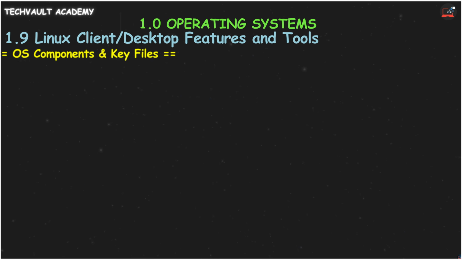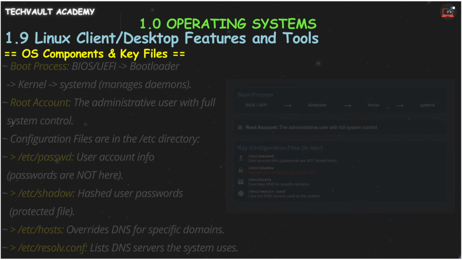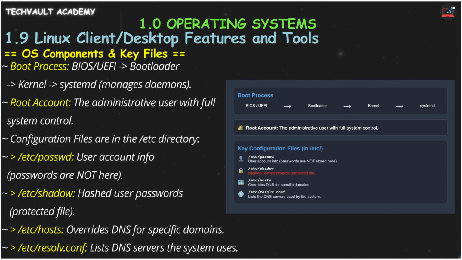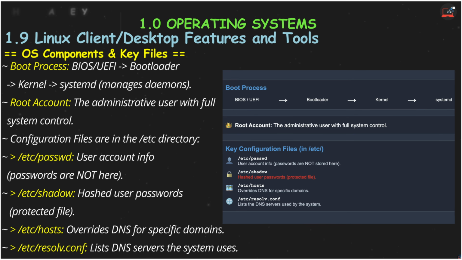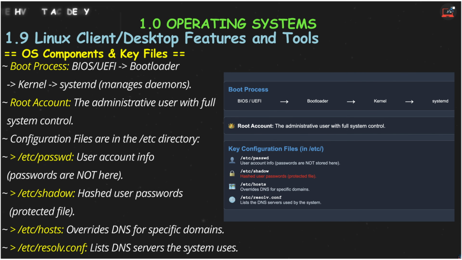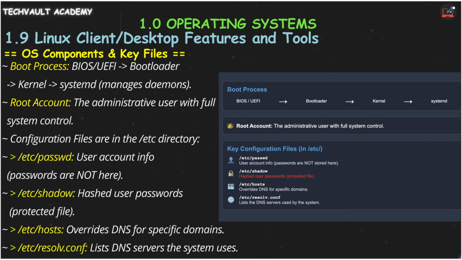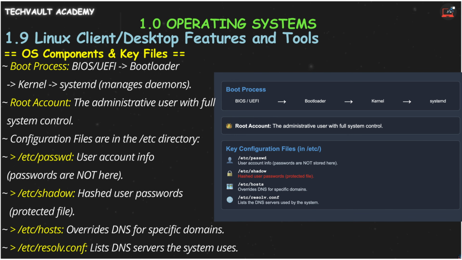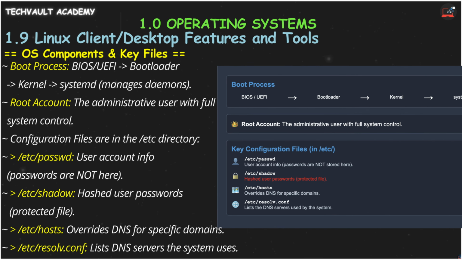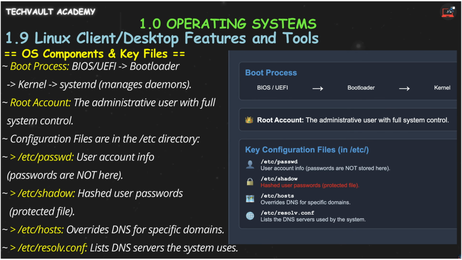The Linux boot process starts with the BIOS or UEFI, which hands off to a bootloader. The bootloader then starts the kernel, which is the absolute core of the operating system, the CEO managing everything. The kernel then starts a process called systemd, which is responsible for managing all the background services, known as daemons. All major administrative tasks in Linux require you to be the root account, the user with full control.